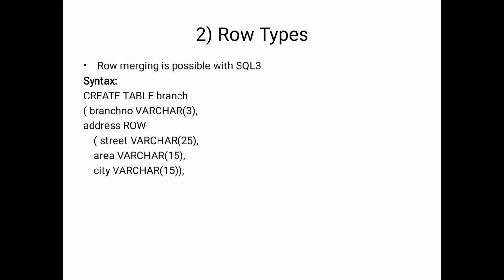Up to now, no problem. Please observe the second field, that is related to the address. Here I will merge the rows with street, area, city. Actually, the street, area and city are related to the address. That's why my aim is to merge these three fields with the help of row types.